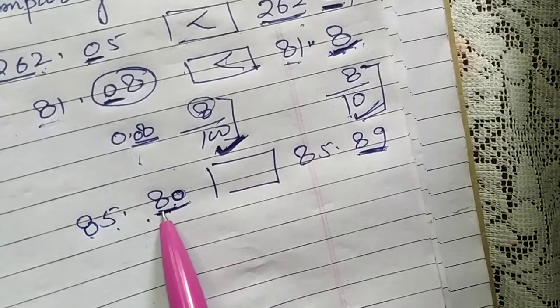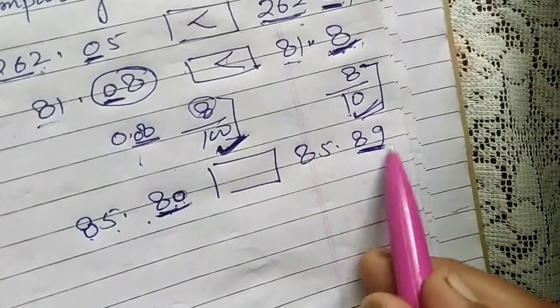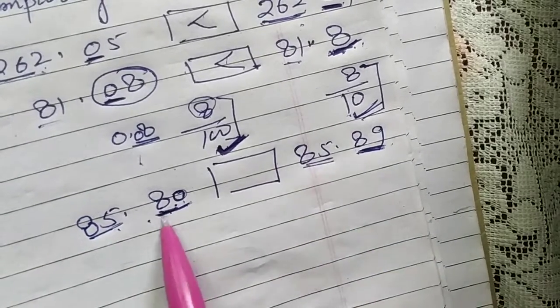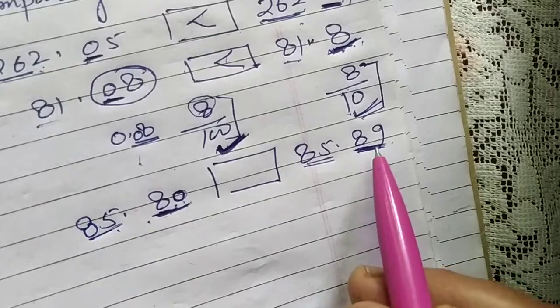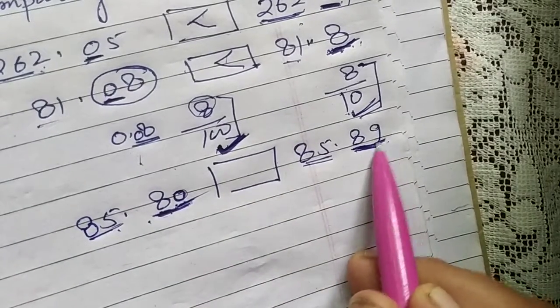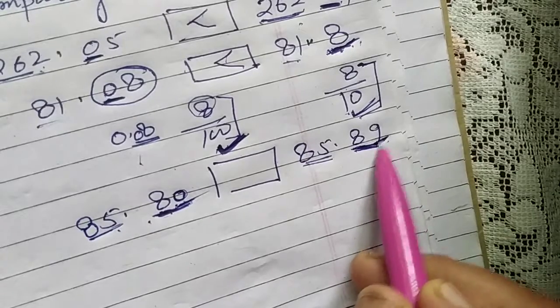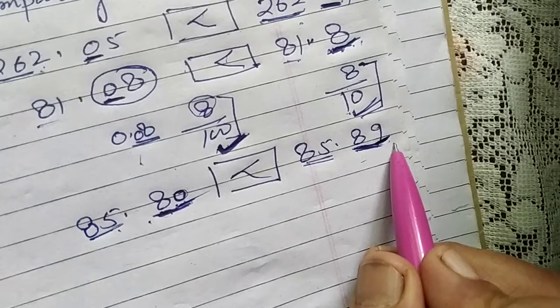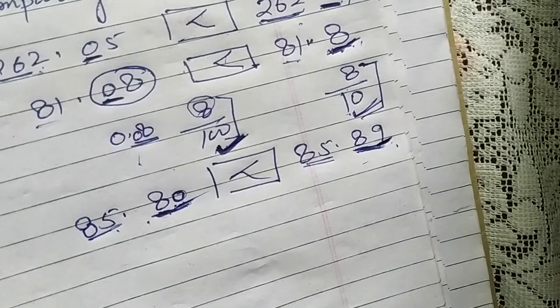So now it is 8 and 80 and it is 89. Now compare: 85 similar, then 8 and 8 is similar. Now tens place, hundreds place, it is 0 and it is 0. Now it is 9. So which one is greater? This is greater. So simply this is greater. So this is the comparison of decimal numbers.